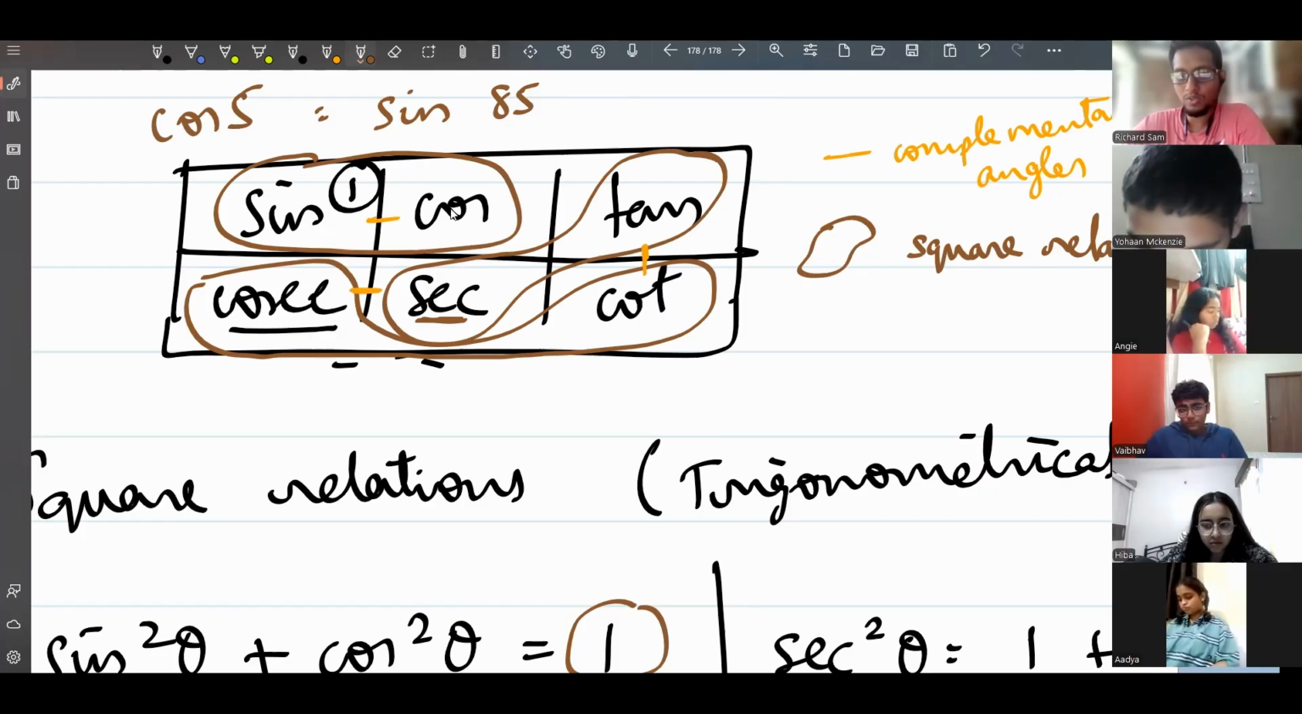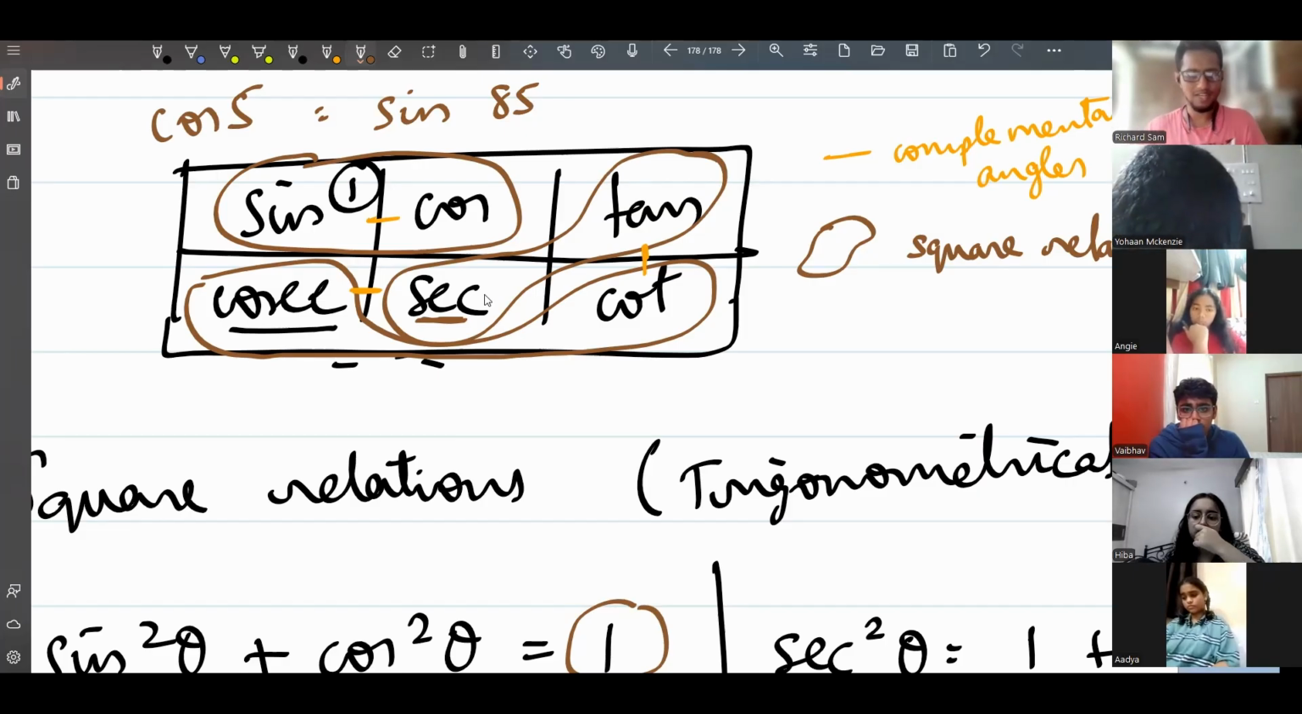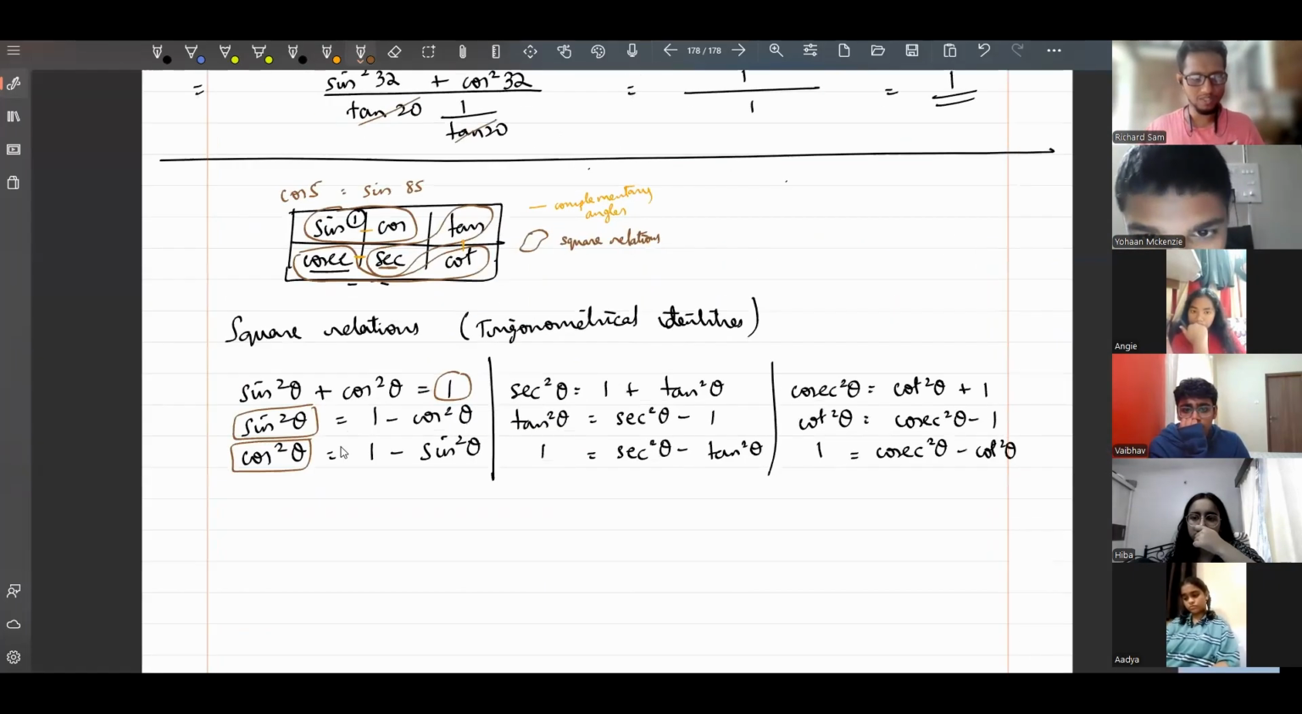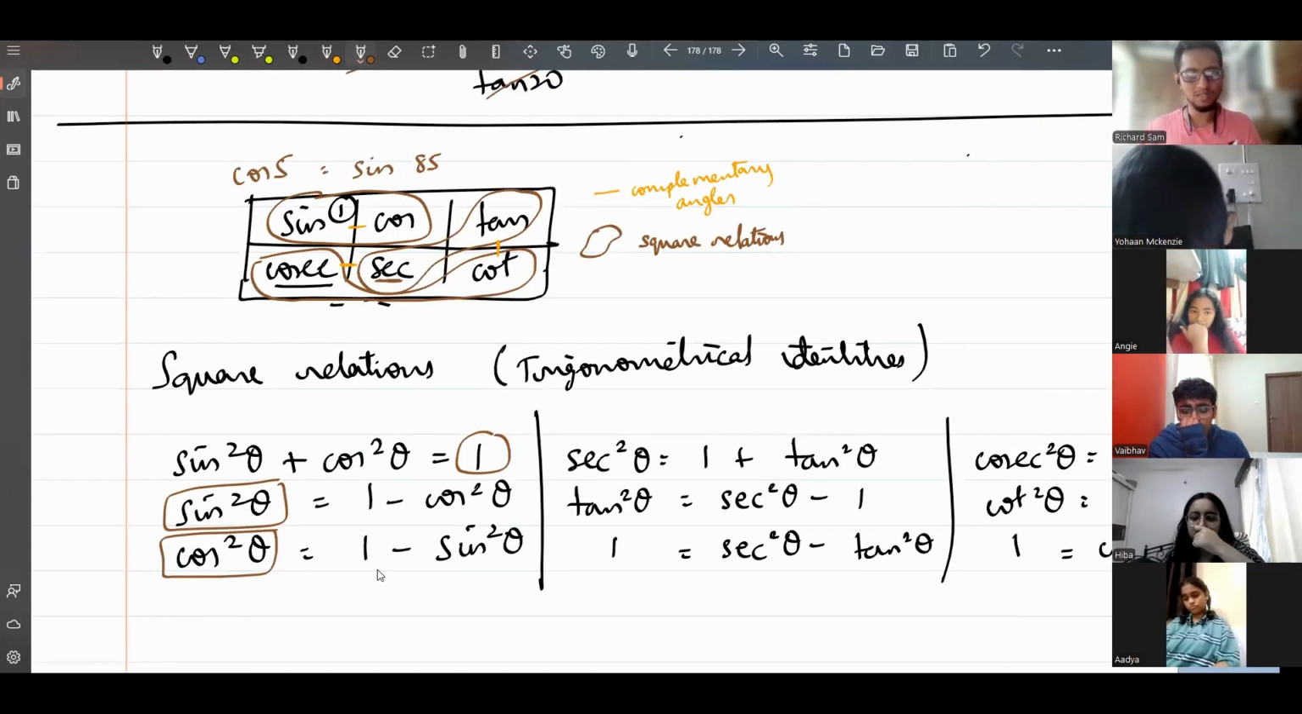You can also use the square relationships between cos and sine, because that is also another relationship, right? Cos square, but there you need a square. So if you have cos square 50, it can be written as 1 minus sine square 50, right? From the square relationships that we saw here, cos square something can be written as 1 minus sine square of that same angle. Okay, so like this, you have so many relationships between all these trigonometrical functions. All right, let's move on.